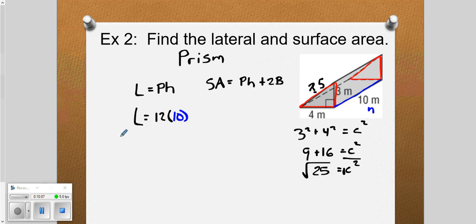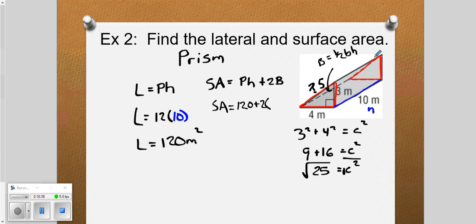And then evaluate, and we would get exactly 120 meters squared. And then like the last problem, when we go to do the surface area, don't do all the work again. We already know the lateral area is 120, plus 2 times the area of the base. Well, this time our base is a triangle, so a reminder from last chapter, to find the area of a triangle, it was a half the base of the triangle times the height of the triangle.